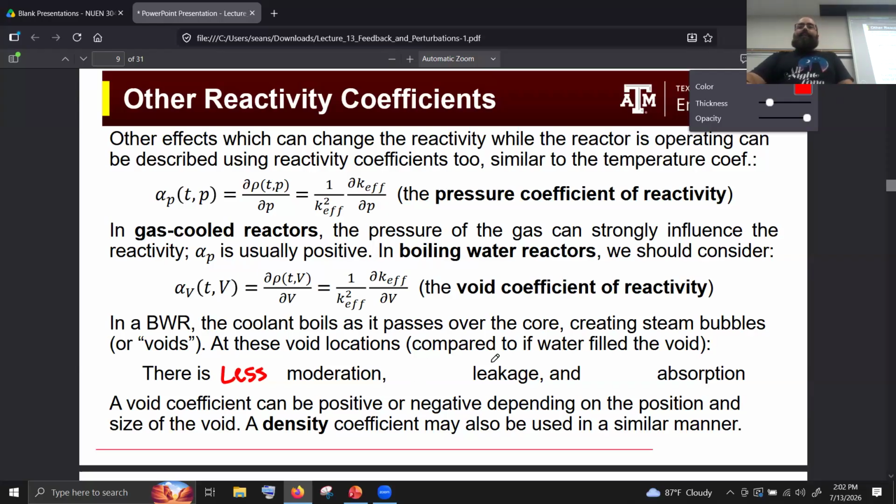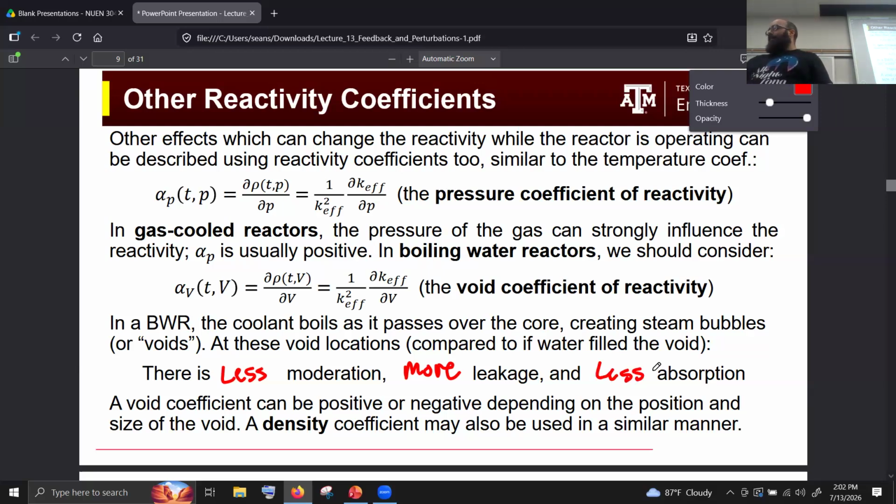How about the leakage? Are we going to have more or less leakage in that void compared to if it was just water there? More leakage, right? Perfect. Hopefully that makes sense. You basically have less material to interact with, so it's going to be easier for neutrons to leak out of that little steam bubble. And how about absorption? Do we think that we're going to get less absorption or more absorption if it's steam compared to water there? Also less absorption. Perfect.